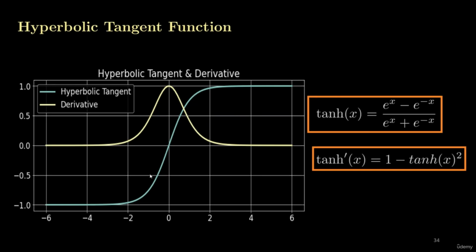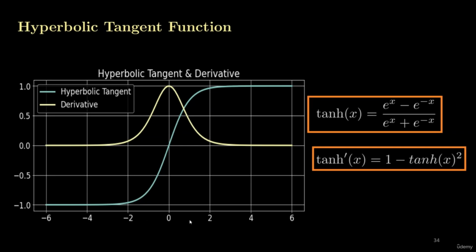Here we can visualize the hyperbolic tangent function. We can see that its minimum value is -1 and its maximum value is +1. Sometimes it is considered an extension of the sigmoid function, because the minimum value of sigmoid is 0 and the maximum value is 1, but here the minimum value has been extended to -1. So this is the hyperbolic tangent function, and this is the mathematical equation.